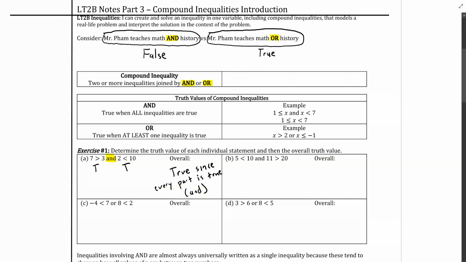In part B, we have 5 is less than 10. Well, that is certainly true. Our word is and we have 11 is greater than 20. Well, 11 is not bigger than 20, so that's false. And so we have a true statement and we have a false statement. Well, the requirement for and is that both must be true. Since one of them is false, the overall statement is false, since not every inequality is true.